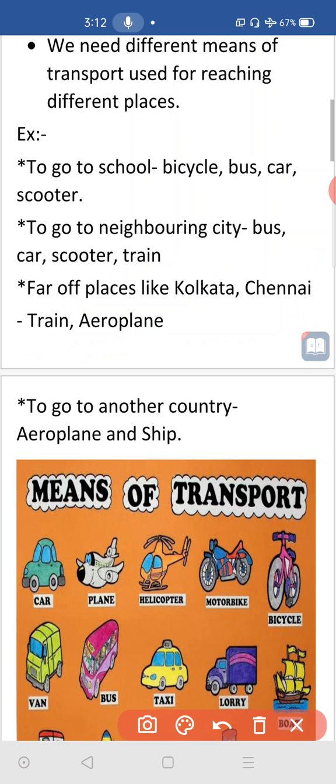And to go to another country. So now we are in India. If you want to go to Australia or America or Japan, Germany, those countries, how can we go? We can go by aeroplane or ship. Ship or aeroplane we use to go to other countries.